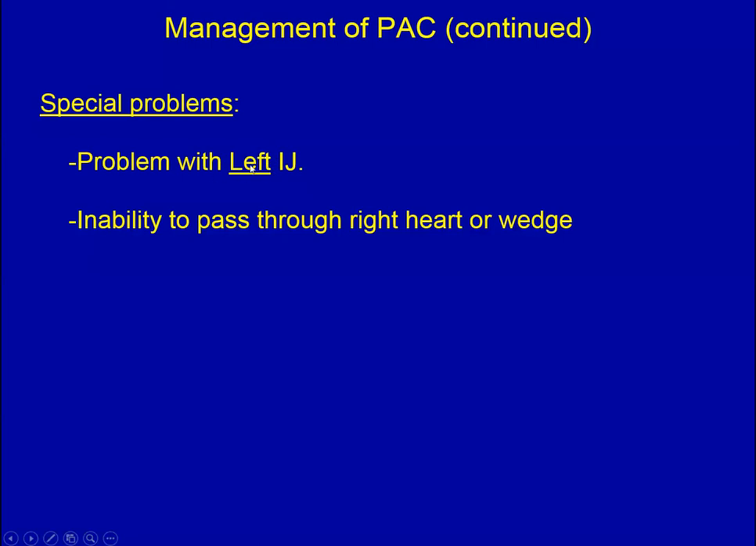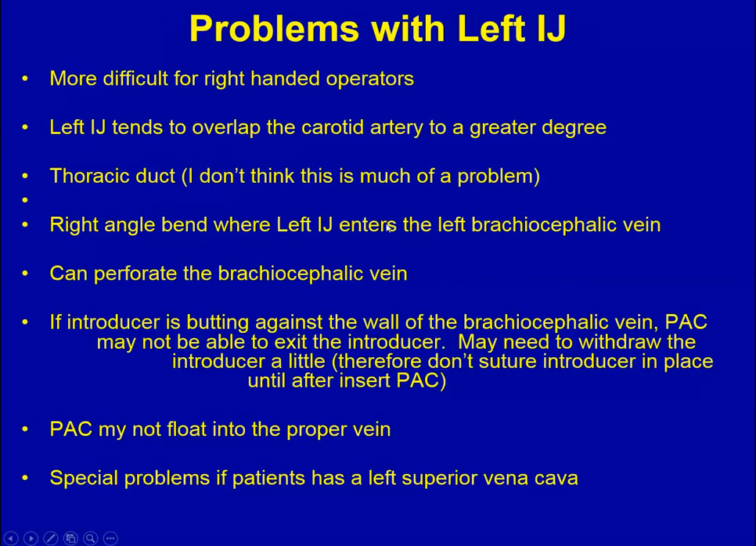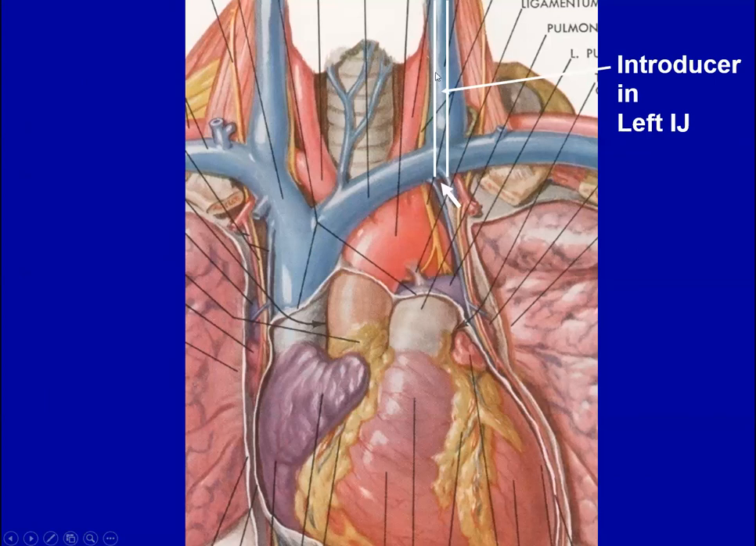There are some special problems with using the left IJ and when it's having problems passing through the right heart. The problems associated with the left IJ are summarized on this slide. This shows the issue that the introducer may in fact impale the floor of the left innominate vein, which could cause trauma, prevent the pulmonary artery catheter from going into the proper position, or actually cause it to go through the bottom of the wall, causing hemorrhage.